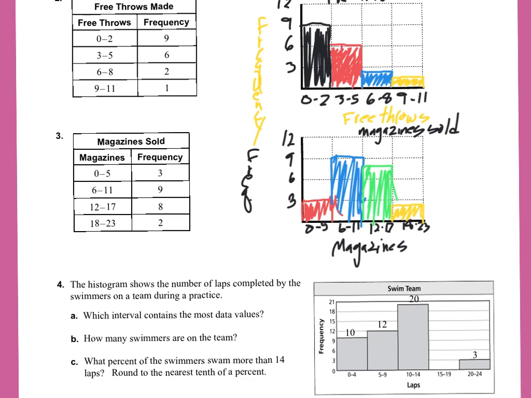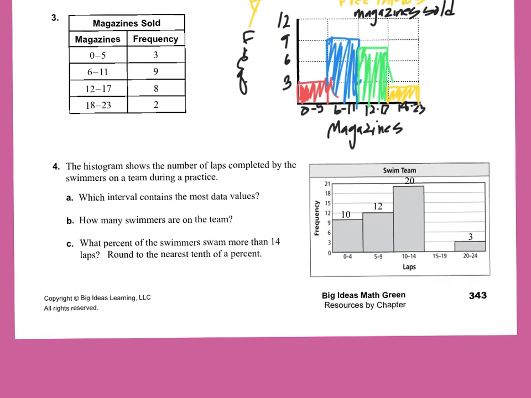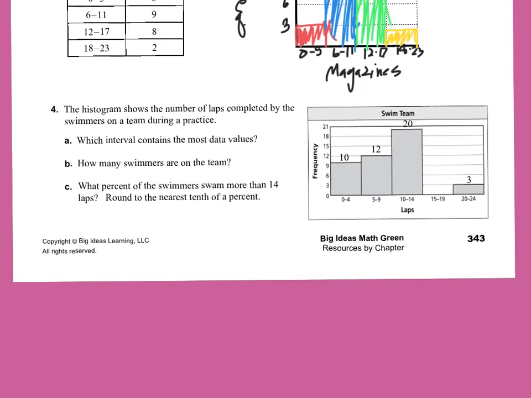Now, being able to interpret one is a different skill. So let's take a look at this histogram here and answer some questions about it. The histogram shows the number of laps completed by the swimmers on a team during practice. Which interval contains the most data? Well, if we're looking for the most, right here, this is the interval, and this is how many times it happens. So 20. In the 10 to 14 interval is what our answer would be. So we have 10 to 14.